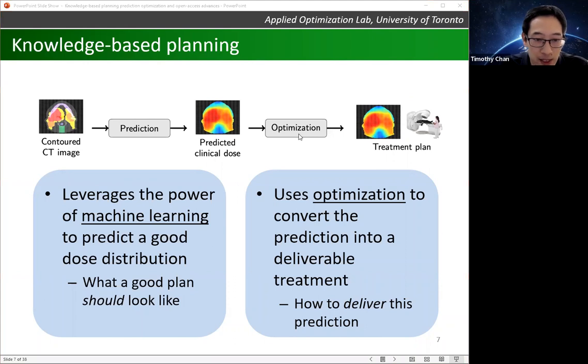So I hope that's clear. So we're trying to reduce these iterations and go straight from our historical knowledge to a prediction, to then an optimization. Okay, so this process we'll call knowledge-based planning.